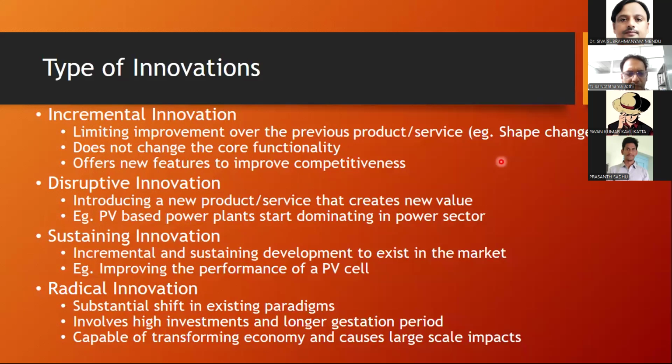Like say shape change, color change, wavelength change of the radiations. So like that we try to change very minimal, very small parameters, delta x parameters, and try to see the improvement or efficiency of the system. That is not going to make a very drastic change in the innovation, because it is very small incremental changes in the parameters, right? So the core functionality may not change.